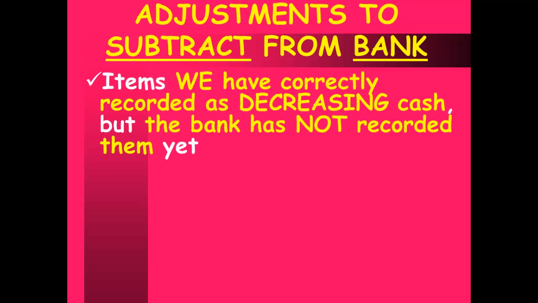Finally, what do I subtract from the bank balance? Things that I have already recorded on my books that make my balance go down. The bank doesn't know about them yet. The most common one you'll always see is something called outstanding checks. Outstanding checks are checks that I wrote that haven't cleared the bank yet.